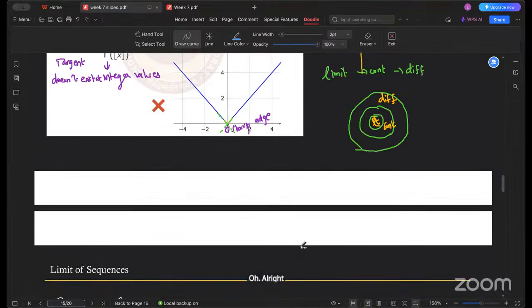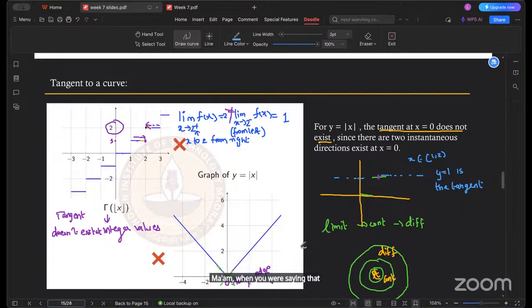So, ma'am, when you were saying that if the limit exists, there is continuity. So ma'am, it's like, no, see, if the limit exists. Hold on.